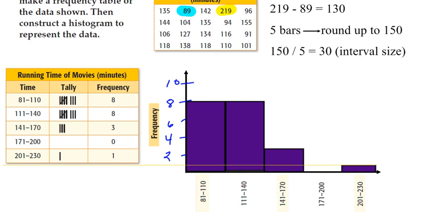And try to make these about the same width as well. So there you go. There you have it. That is a histogram representing the data given to us in that data table.